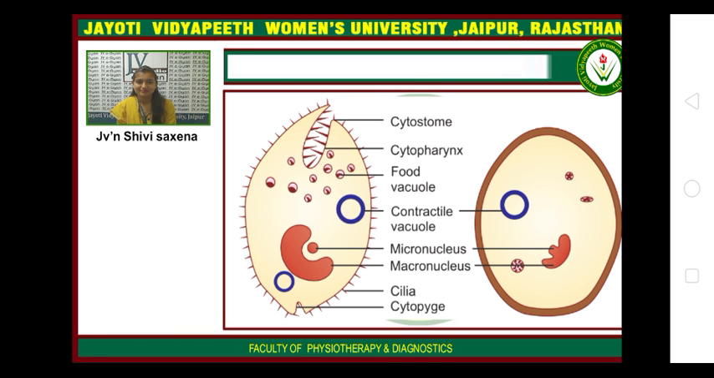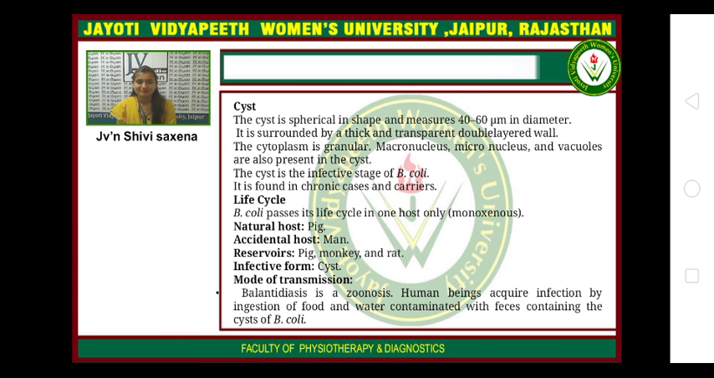Next, the cyst. The cyst is spherical in shape and measures 40 to 60 μm in diameter. It is surrounded by a thick and transparent double-layered wall, and the cytoplasm is granular. Macronucleus, micronucleus, and vacuoles are also present in the cyst. The cyst is the infective stage of B. coli. It is found in chronic cases and carriers.